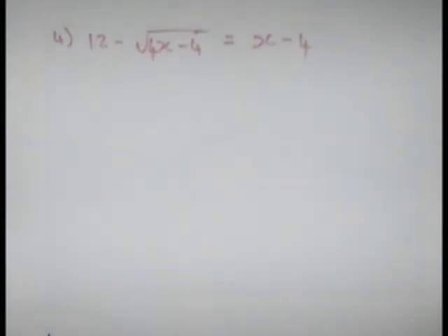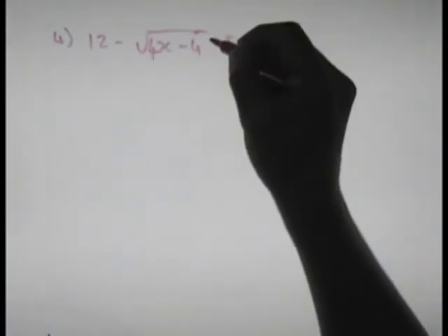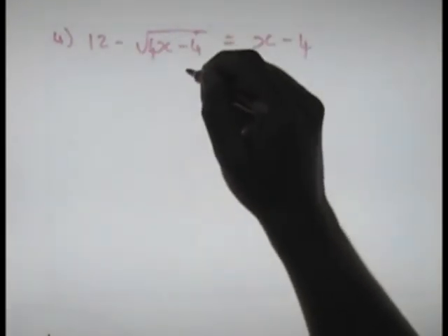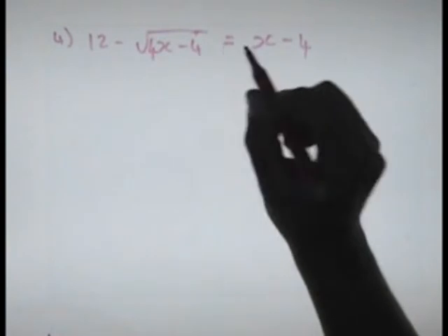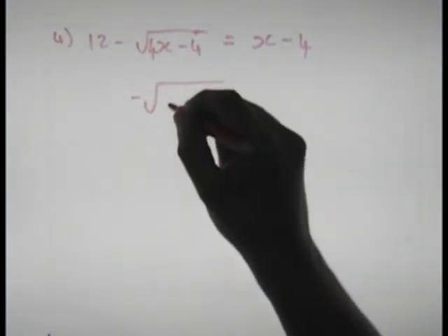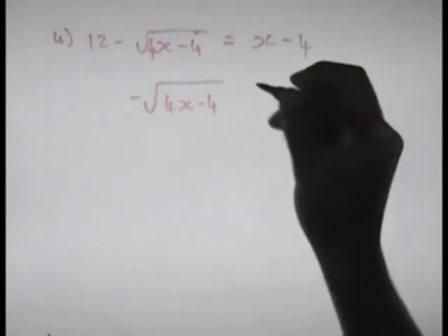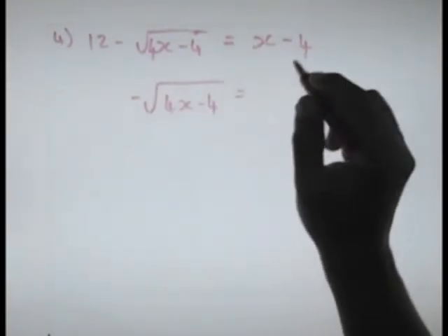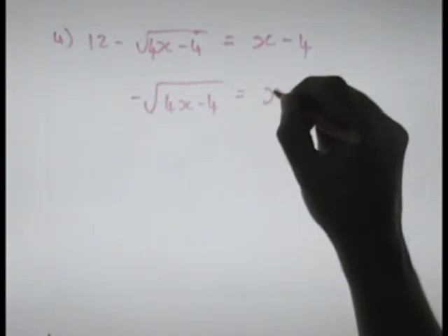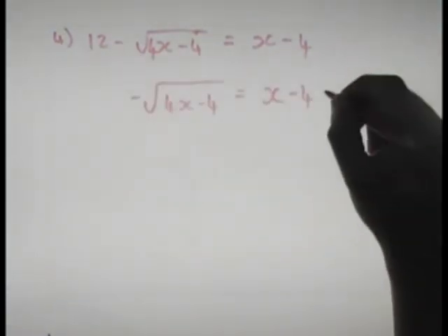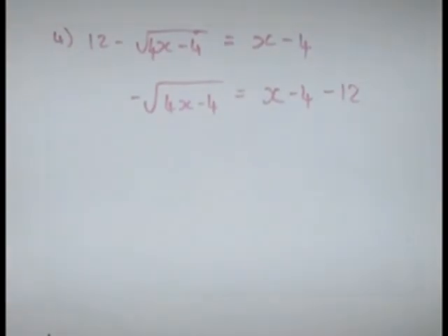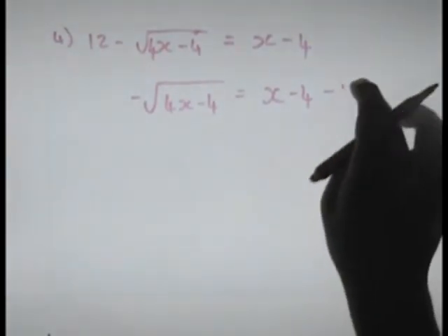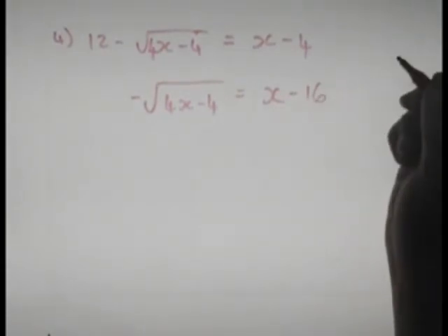Number 4 reads, 12 minus the square root of 4x minus 4 is equal to x minus 4. Again, the square root is a major problem. I want to get rid of the square root. I can't just yet. I've got to get rid of the 12. Is the negative a problem? Not really, and I'll show you why. Negative square root of 4x minus 4 is equal to x minus 4, take the 12 across, minus 12. x minus 4 minus 12 is the same as x minus 16.